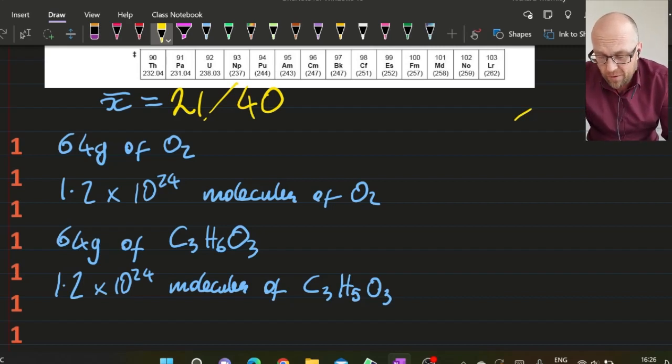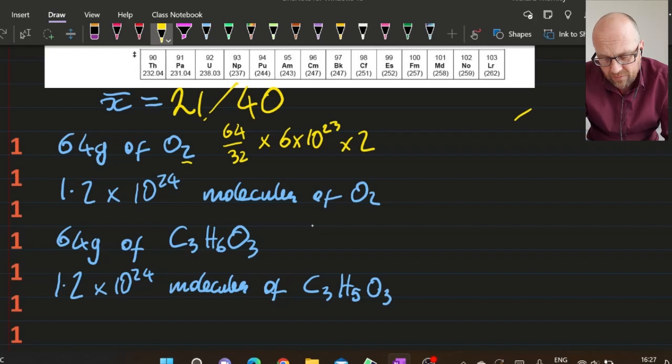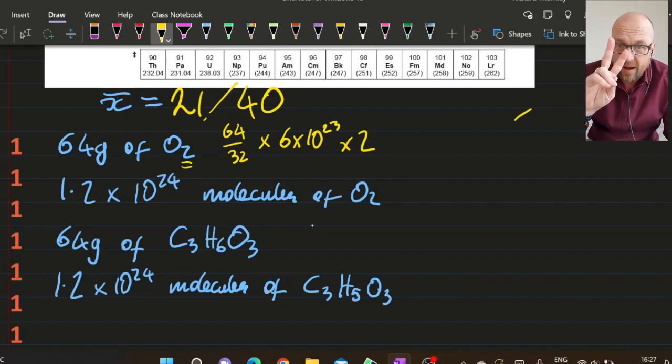should do it. So moles is mass over molar mass, so 64 over 32. That gives me the moles of O2. Multiply that by 6 times 10 to the 23, and that gives me the number of actual O2 molecules. And then I have to double that number because I want atoms, and there's 2 atoms for every 1 molecule. I'm not going to work out the numbers, I'm just going to compare them.